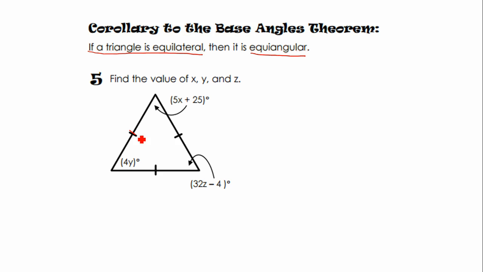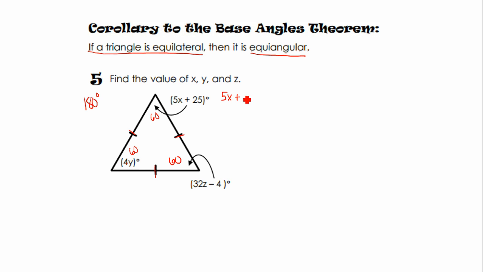So using that knowledge, let's think about what's happening here in number 5. I have 3 equal sides. That means the angles will all be the same. Now I want to be careful. If I set 4y equal to 5x plus 25, that's true, but so is 32z minus 4 equal to 5x plus 25. I have 3 variables to solve for. But you do know that there are 180 total degrees in a triangle. And if all 3 angles are the same, that means each one is 60 degrees. So I just set each piece of information or expression equal to 60.